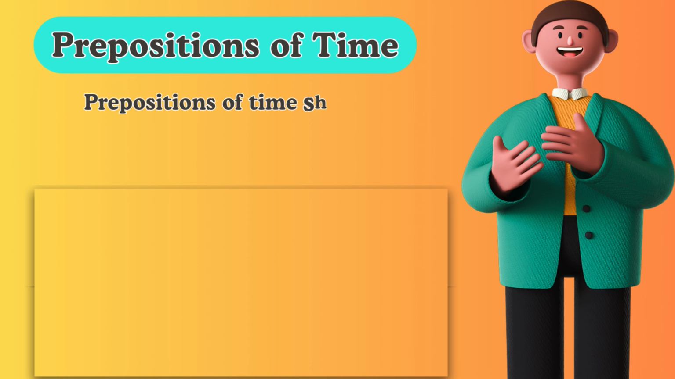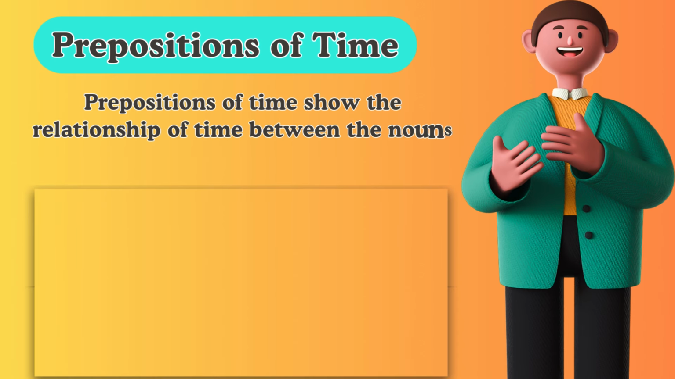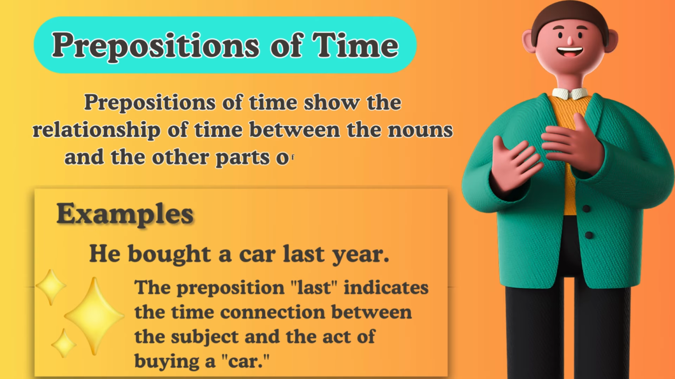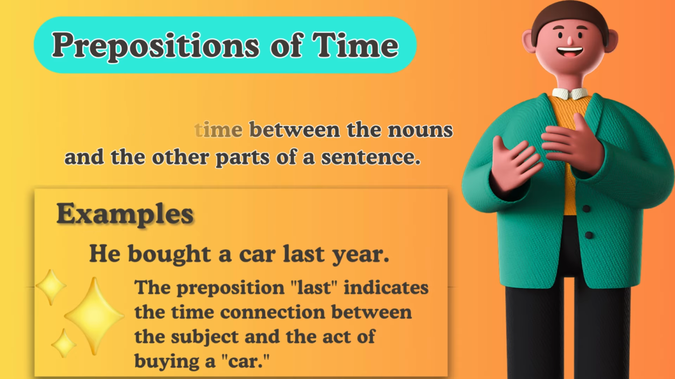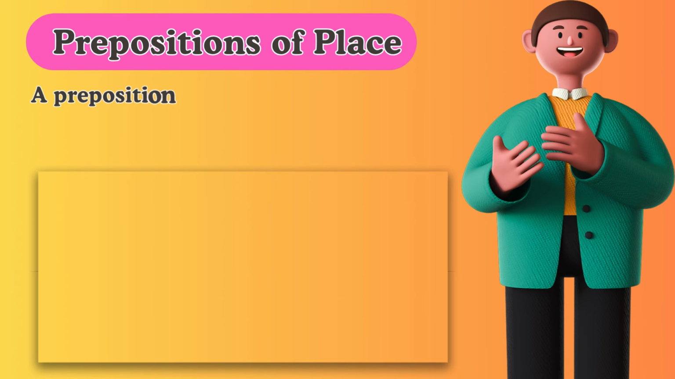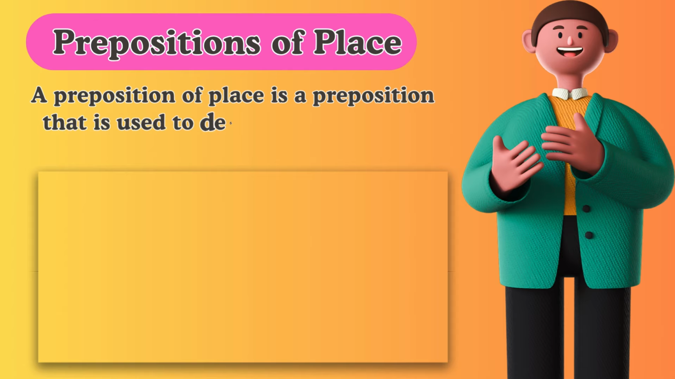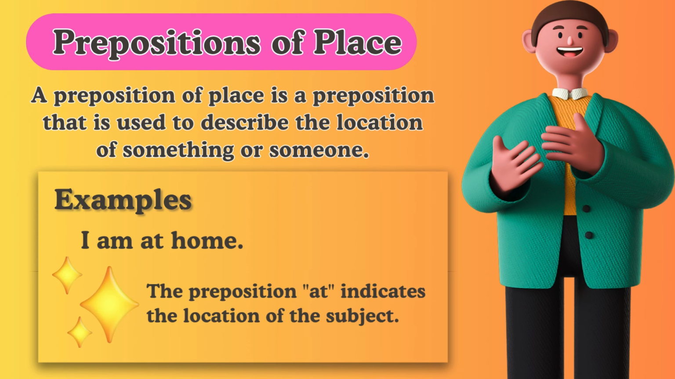Prepositions of time show the relationship of time between the nouns and the other parts of a sentence. In this example, the preposition last indicates the time connection between the subject and the act of buying a car. A preposition of place is a preposition that is used to describe the location of something or someone. In this example, the preposition at indicates the location of the subject.